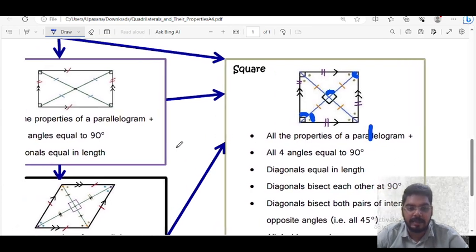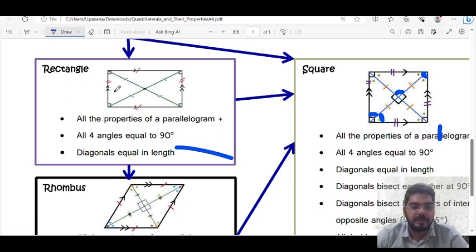Now we are talking about the rectangle. This figure is a rectangle. Opposite sides are equal. This side equals this side, and this side equals this side. And they are parallel to each other, so all properties of a parallelogram apply. The difference between square and rectangle is that in a square all four sides are equal while in a rectangle opposite sides are equal. Vertex angles are 90 degrees. The third property is that the diagonals are equal in length. Both diagonals are equal in length.